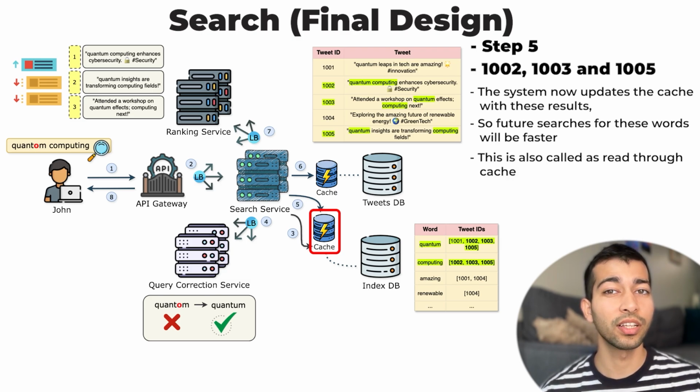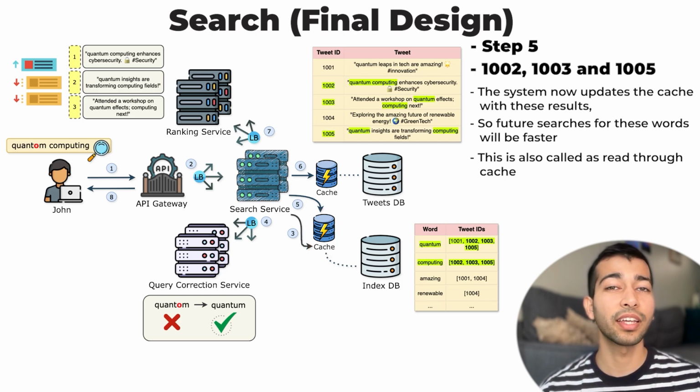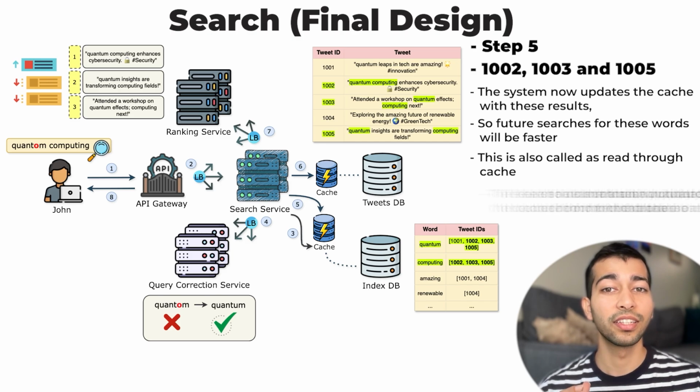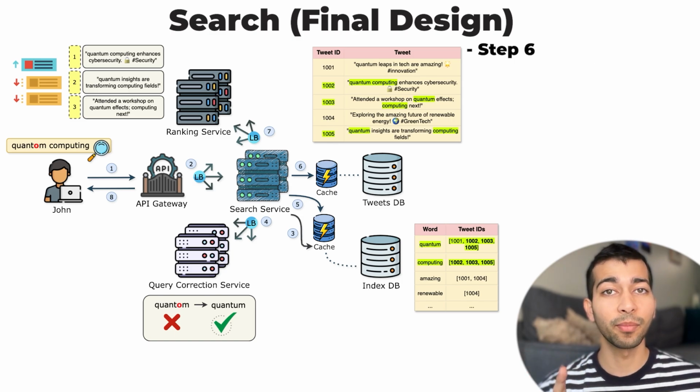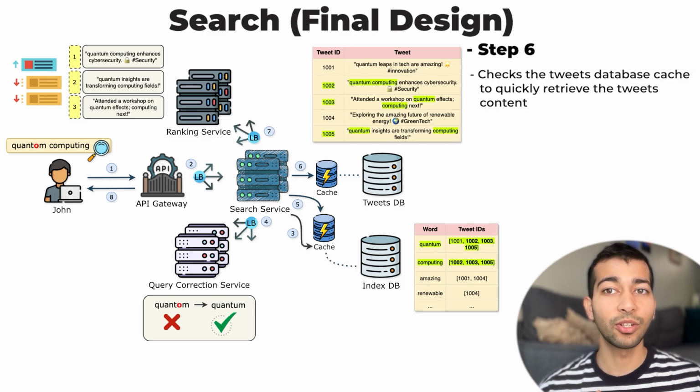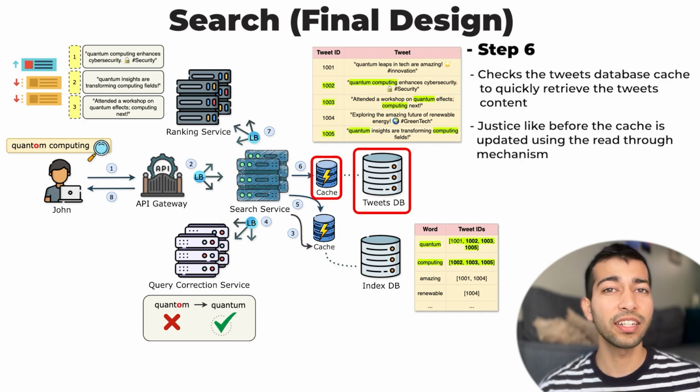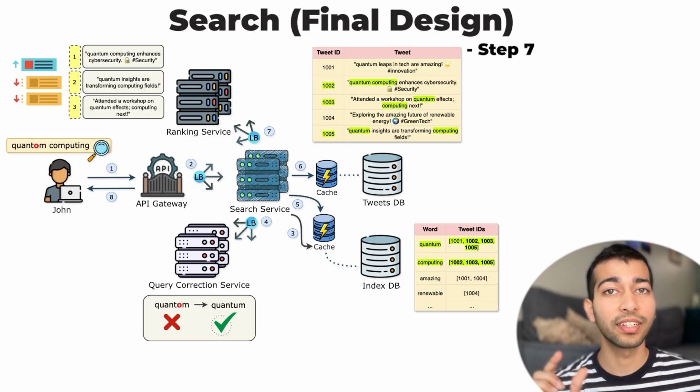This is also called a read-through cache. Using a read-through cache means that if the cache misses on a search, the system automatically updates the cache from the database. So future searches are very fast. Now in step number 6, now that we have the tweet IDs, the search service checks the tweets database cache to quickly retrieve the tweet's content. If it's not in the cache, the tweets database is queried, and just like before, the cache is updated using the read-through mechanism.